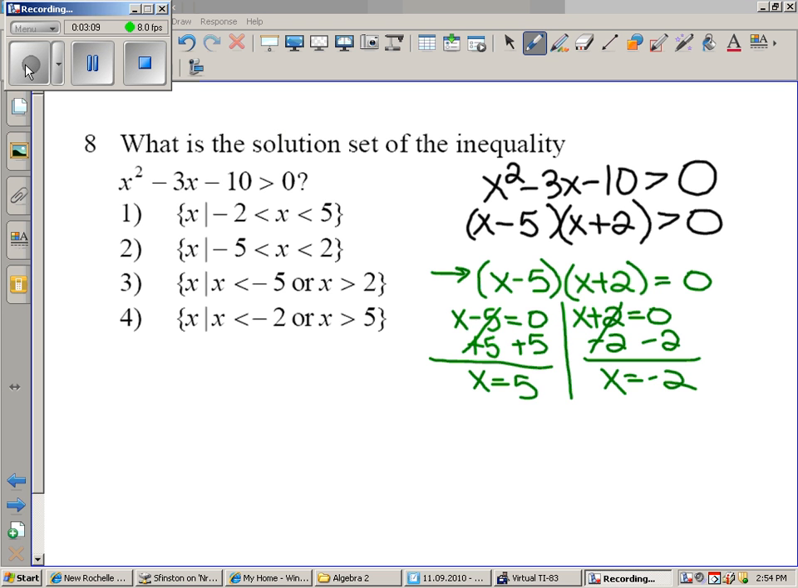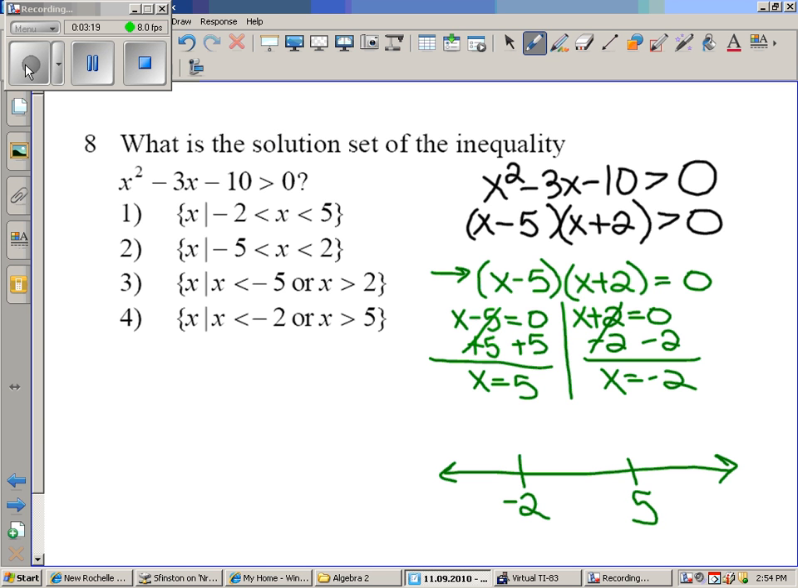Great. All right. So we found our critical values. The next step is to just graph them on the line. We're going to put down negative 2. We're going to put down 5. And we have to put circles above them. Because the inequality symbol is a greater than symbol, because there is no bar underneath it, these are open circles.